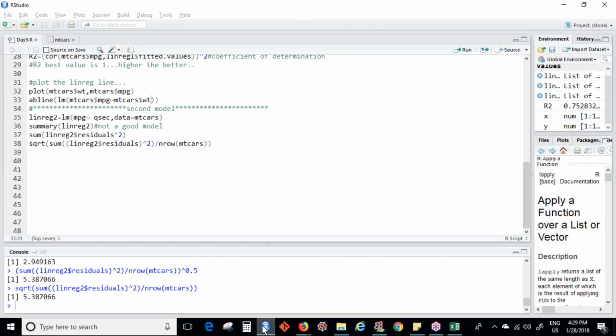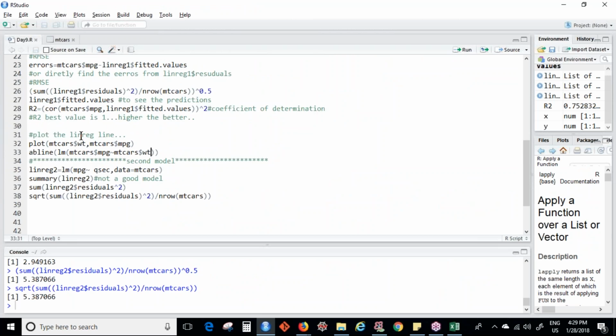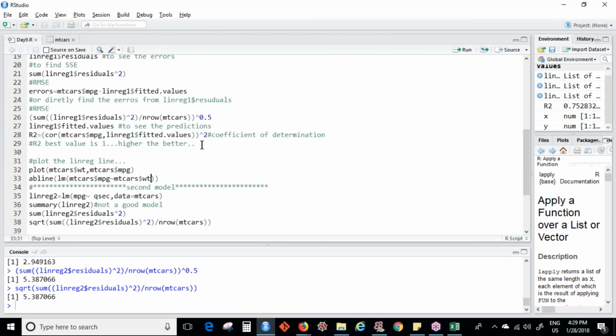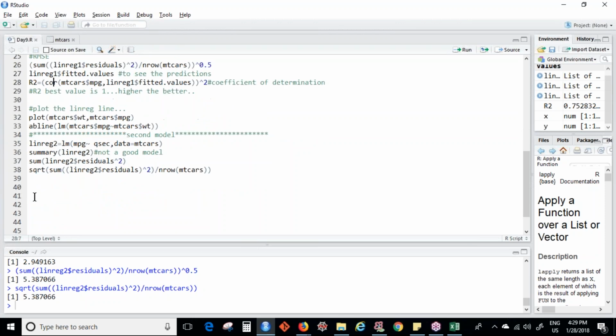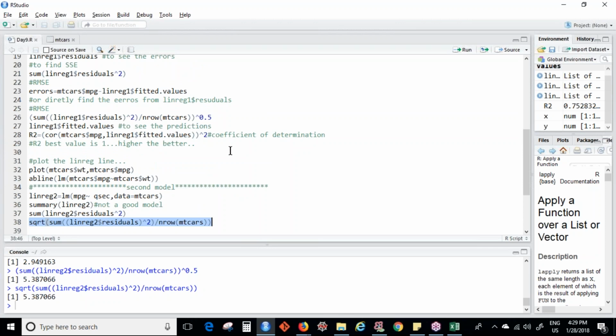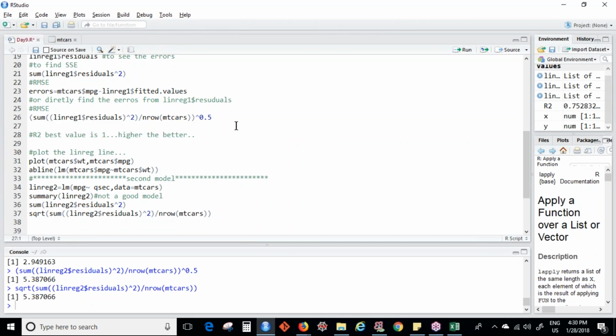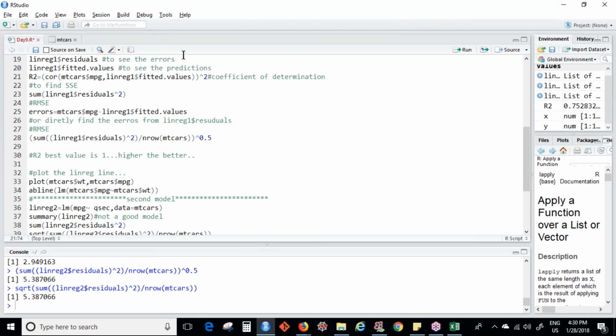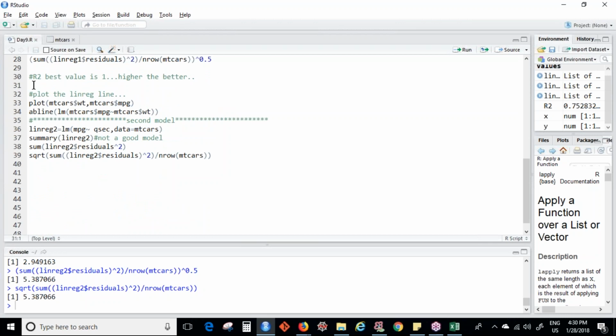So now let us find the MAPE value for both the models that we built. So this is your R square. I did not find the RMSE for the first model. Let me find the RMSE for the first model. Okay, I found it here. So I'll find the value of MAPE now.